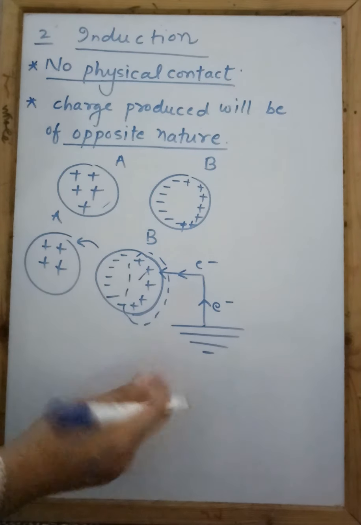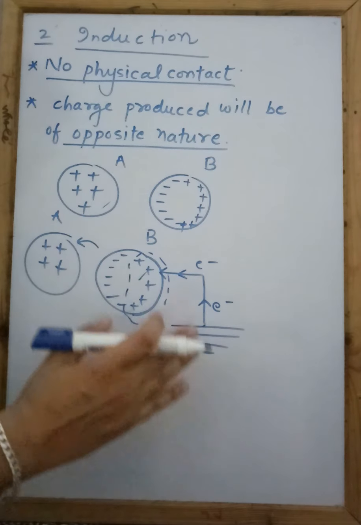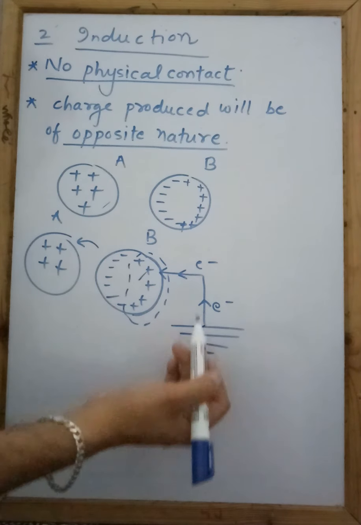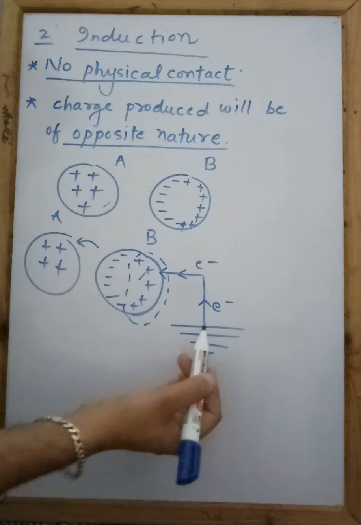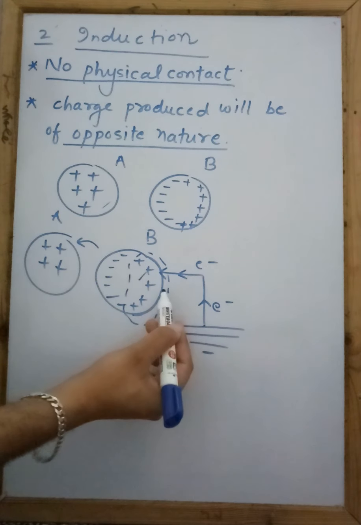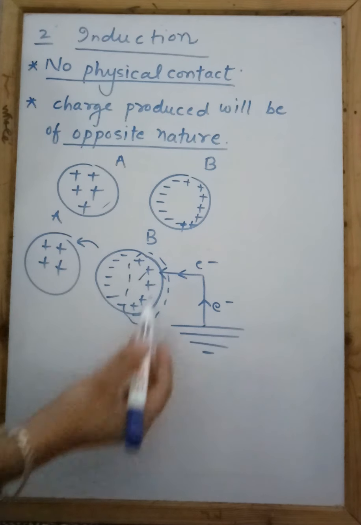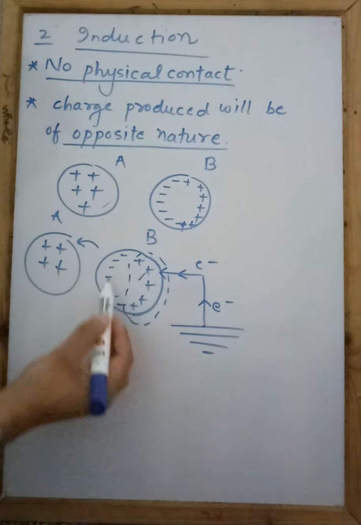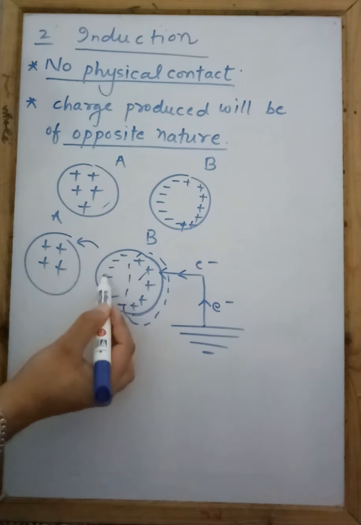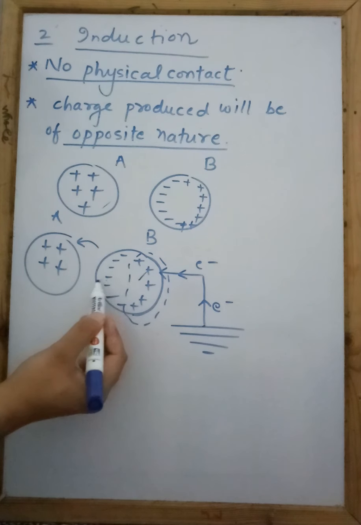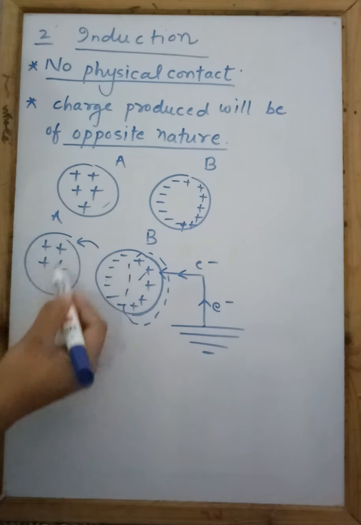In some books it is written that positive goes to the ground. It is in fact the negative. It is always the flow of electrons which takes place. So earth will provide a negative charge to neutralize this positive half of B. So this positive half of B is neutralized, and why does this negative not go into the ground? Because this negative is held by the positive charge of A.